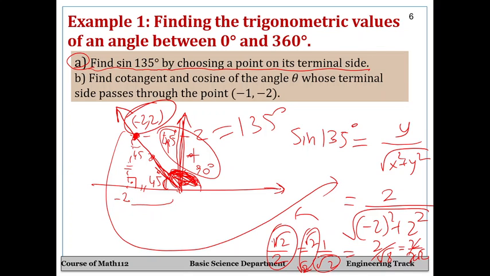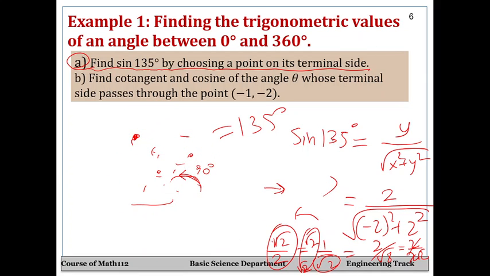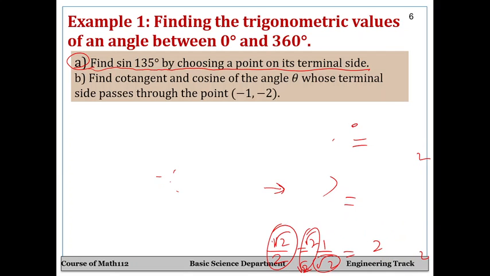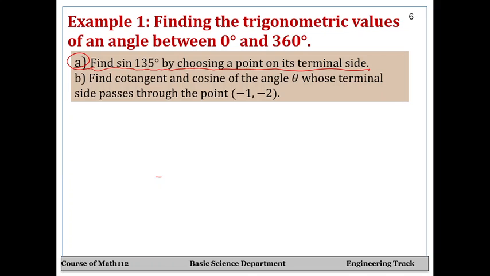Okay, this is how we do it. Or if you want, you can take minus 1, minus 1. This is another point. Or you can take bigger values like minus 5, 5. It will give you the same thing. The idea here is to just pick a point and then use the formulas for the trigonometric values.